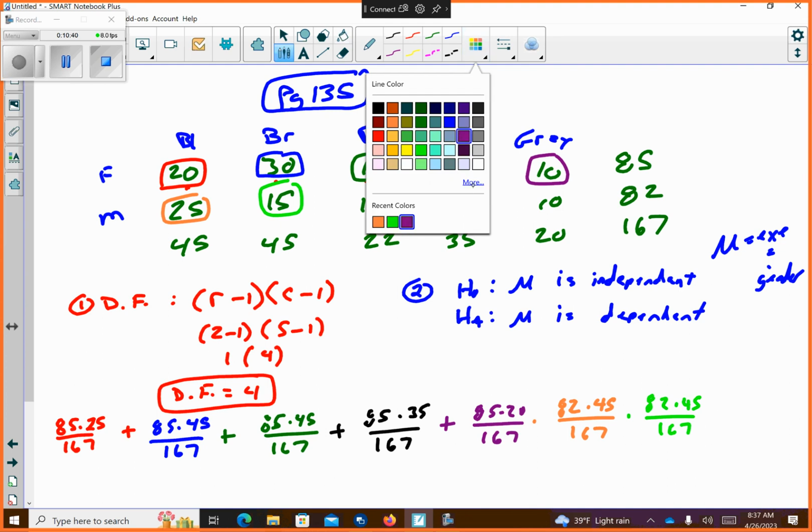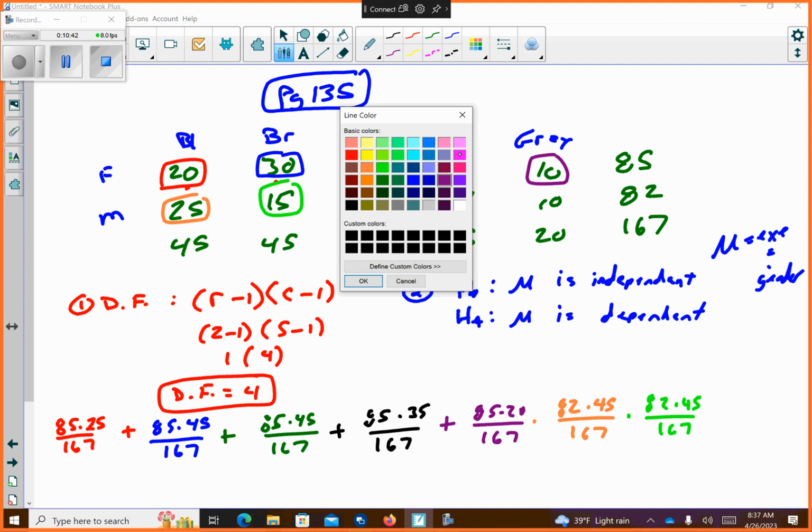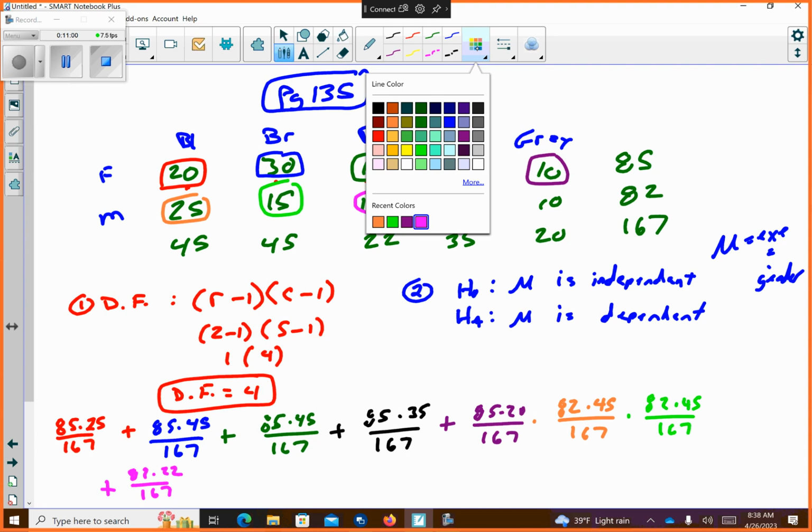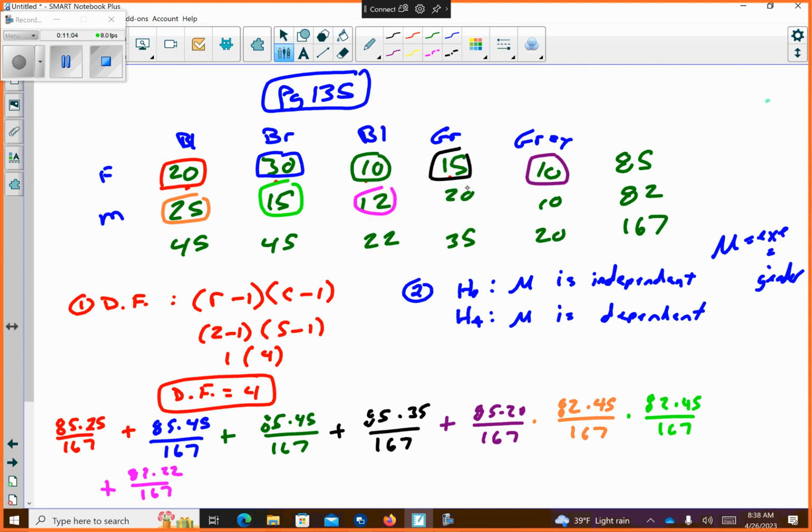Purplish, or no, we gotta go more. We'll go pink. So we go on this one. So I'm gonna bring this down here. Plus 82 times 22 divided by 167. More colors. How about an aqua? Okay. Find this one. This is gonna be plus 82 times 22 divided by 167.